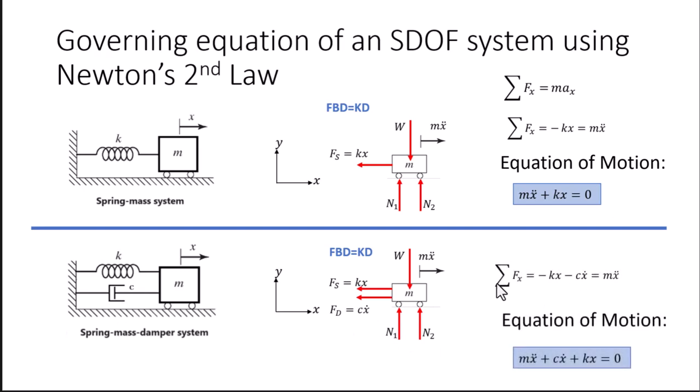If we now add forces in x, we have the force of the spring, negative, the force of the damper, negative, and it is equal to the mass times the acceleration that we assume to the right. If we put everything on one side of the equation, this is the equation of motion that we get. Very important that all terms are positive: mass times acceleration plus the constant of the damper times the velocity plus the constant of the spring times the displacement. We do not have any external force, therefore the equation of motion is homogeneous.